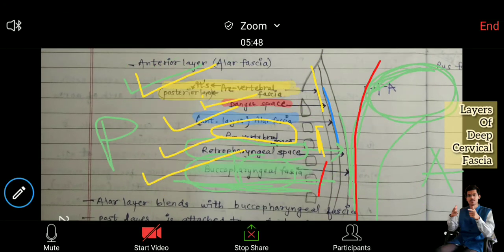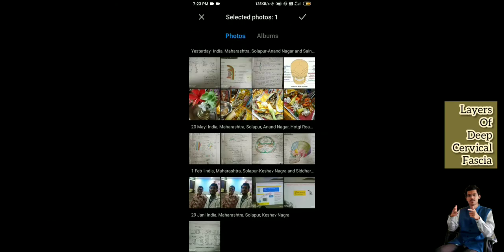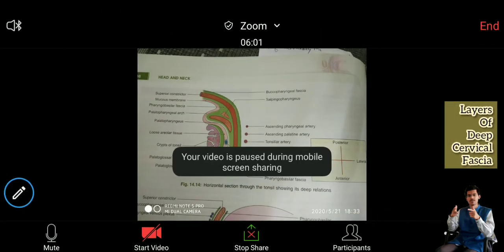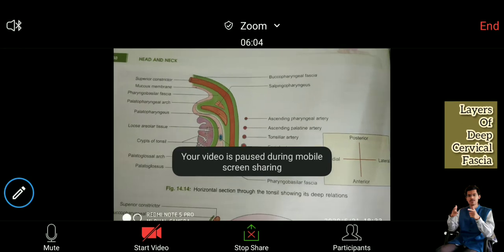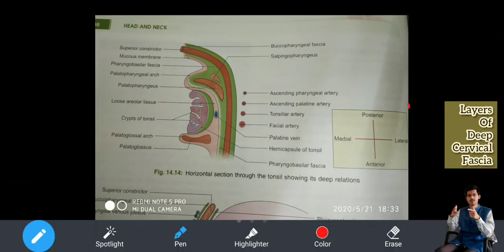Now next we will go to the buccopharyngeal fascia and the pharyngobasilar fascia. Now you need to see this diagram, then you will understand. We will discuss the carotid sheath after this. See, I'll give you the orientation of this diagram. A man is standing and you cut him transversely, that is, this way. Okay, where did you cut him? Not here. You cut that poor fellow in his neck like this.